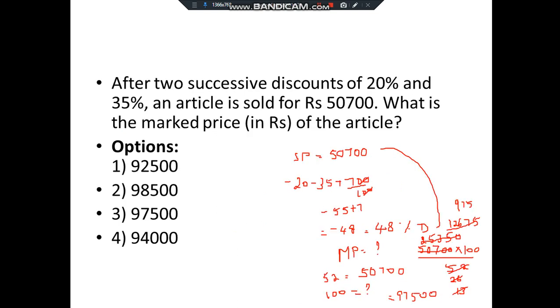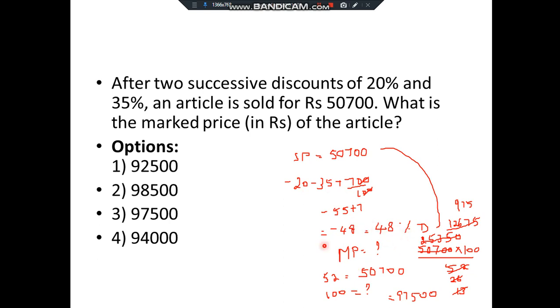After two successive discounts of 20% and 35%, an article is sold for 50,700. What is the mark price of the article? See, there are two methods. Either find a single successive discount, the net discount percentage, and then use the selling price to find the mark price, or else first find 20% of 50,700 and from that answer find the 35%. Here I have used the successive discount concept: x plus y plus xy by 100. Since it is discount, we will have the minus symbol. So you get the net discount as 48%.